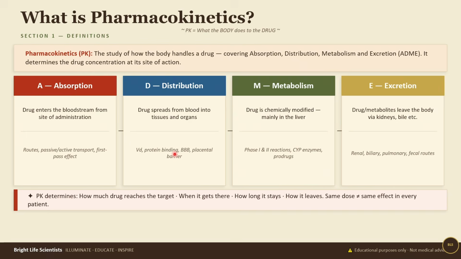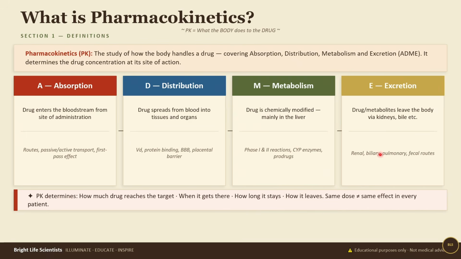Metabolism, which is M: the drug is chemically modified, mainly in the liver. Phase 1 and Phase 2 reactions, CYP enzymes, prodrugs. These can activate or inactivate the drug. For excretion, which is E, the drug or its metabolites leave the body, mainly via the kidney, but also through the bile, the lungs, and other routes.